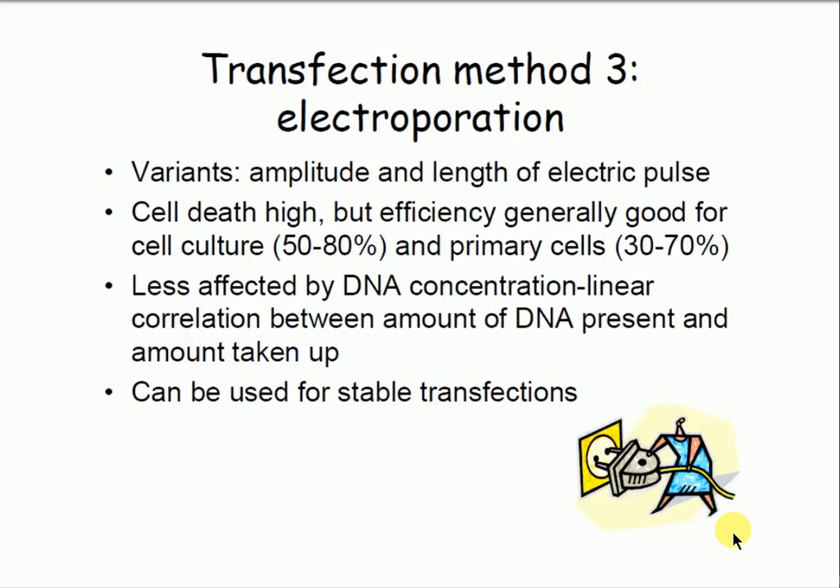It's less affected by the DNA concentration, but there's a linear correlation between the amount of DNA present and the amount taken up. And this can also be used to make stable transfection. So obviously it's very quick. You don't need to do much. You just put the cells in the cuvette and transform them with the DNA.